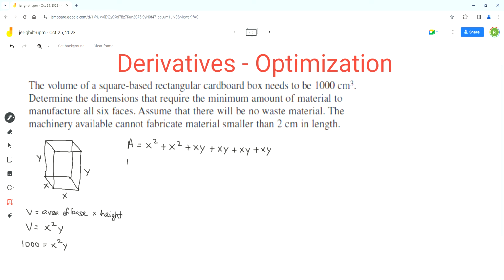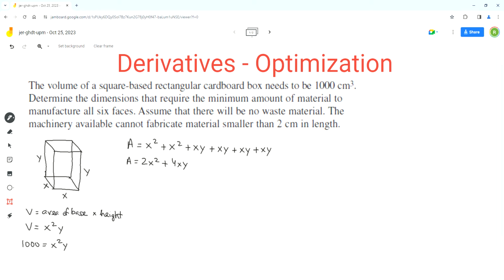Now we can combine the like terms. So we get 2x squared plus 4xy. Now in this equation, there are 2 variables x and y. So we have to do the substitution from the volume equation, and we can isolate y from the volume equation. We do not want to do the substitution for x because in the volume equation, the x term is x squared, but in the area equation, there are 2 x terms, x squared and x. So it will be easier to do the substitution for y.